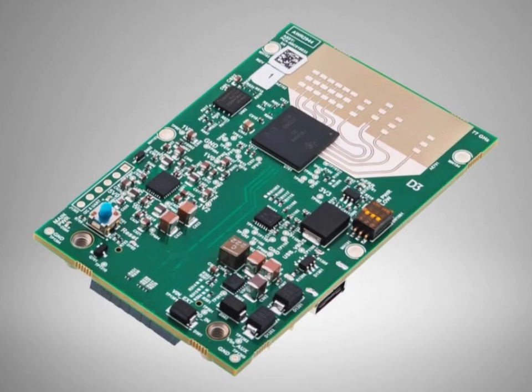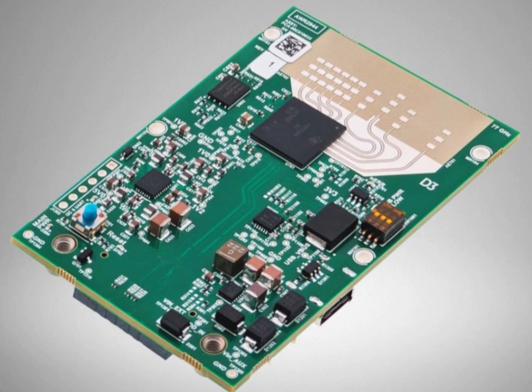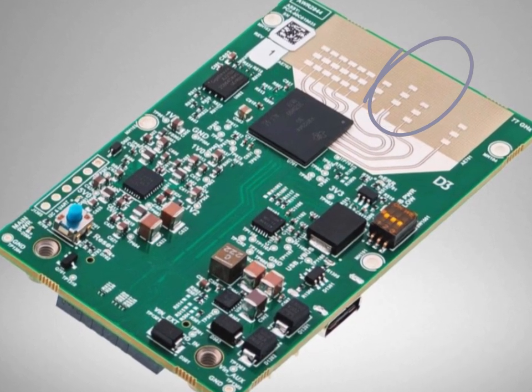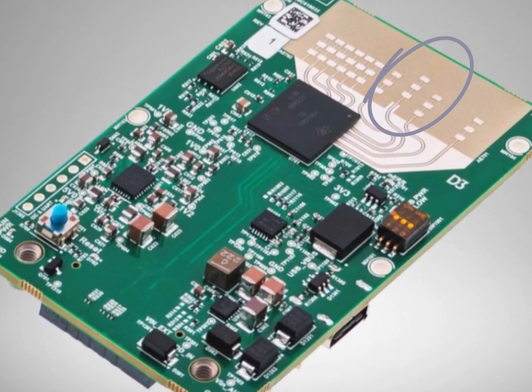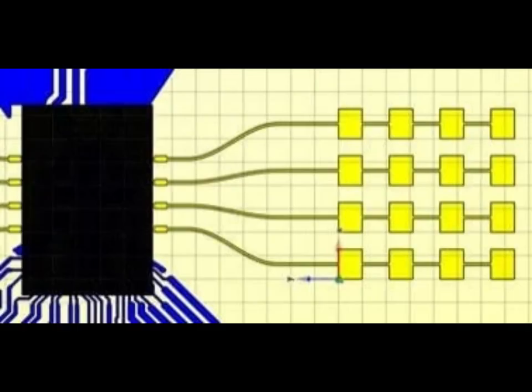This is a radar evaluation board. Here in the circle, you can see a patch array antenna. You can see that these antennas are connected by a wire. The time the signal takes from 1 to 2 to 3 to 4 is the reason that causes your time delay and focuses your beam.